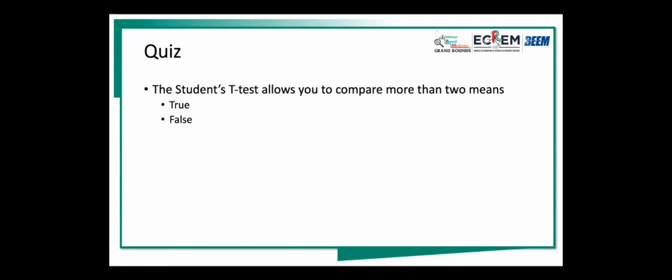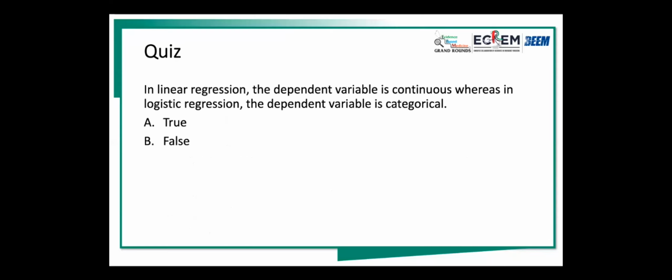So third question, the student's t-test allows you to compare more than 2 means. True or false? Fourth question, the chi-squared test allows you to analyze dichotomous outcomes. True or false? And then finally, the last question, in linear regression, the dependent variable is continuous, whereas in logistic regression, the dependent variable is categorical. True or false?